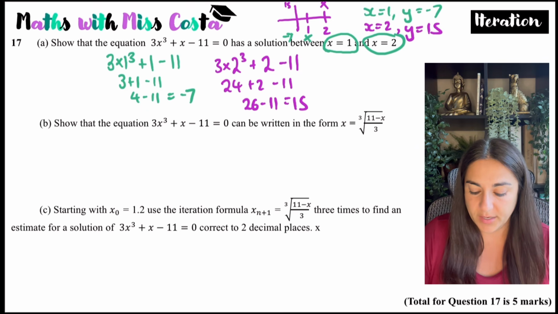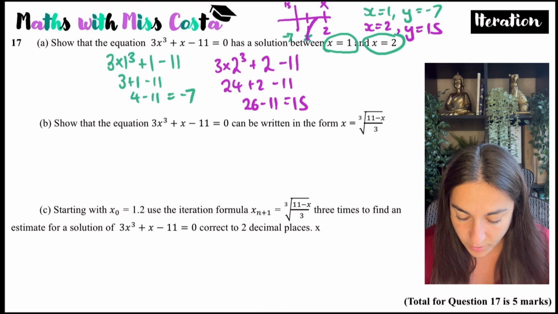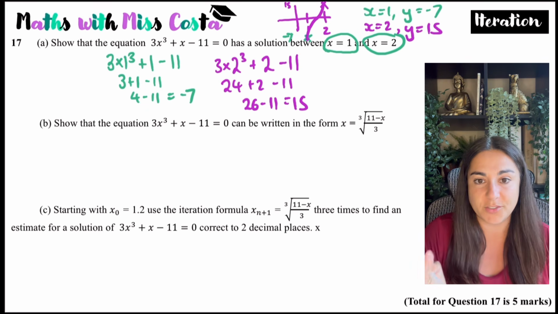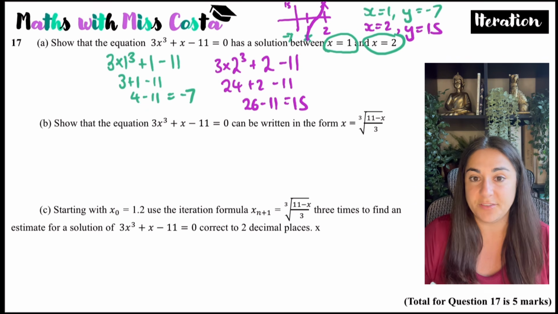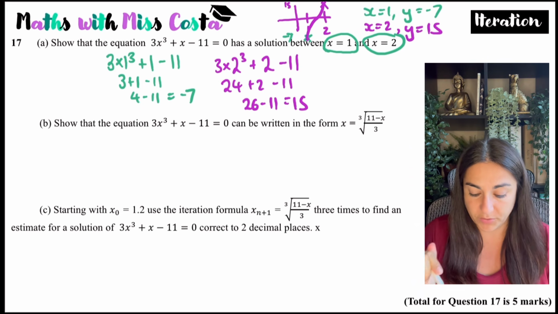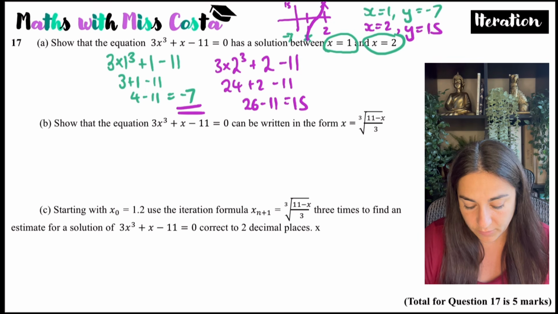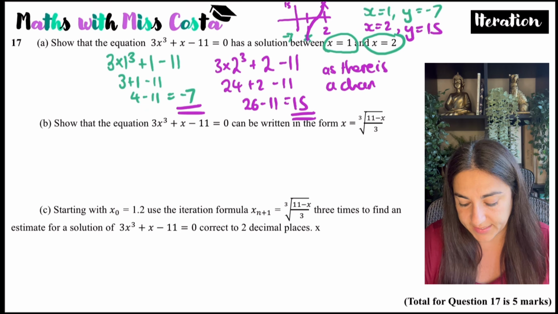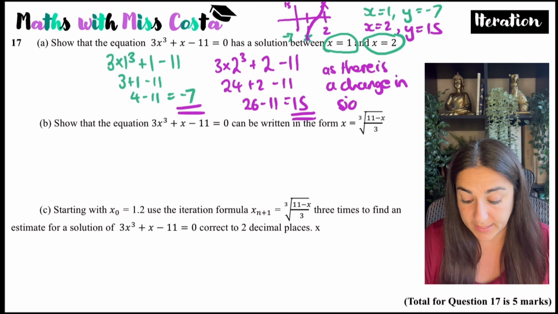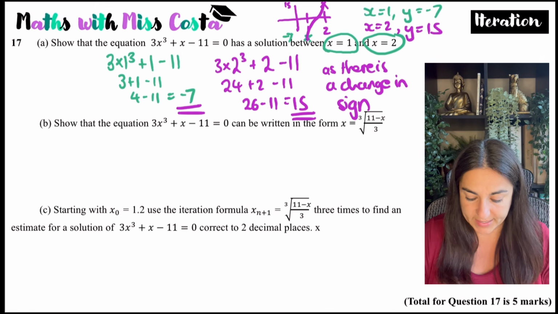So I know that because it's going from minus 7 to 15, the graph, however it looks, must cross the x-axis between these two values, because one is a negative and the other is a positive. So what you do to show that something has a solution, you substitute the values into the equation. You've got one negative, one positive, and you say, as there is a change in sign, the solution must lie between these two.